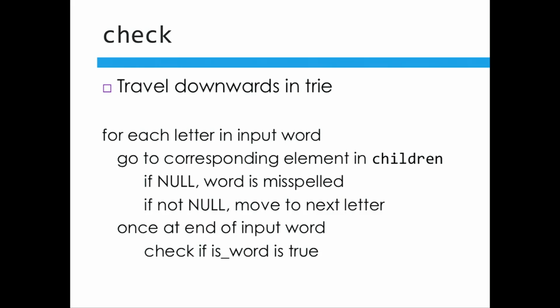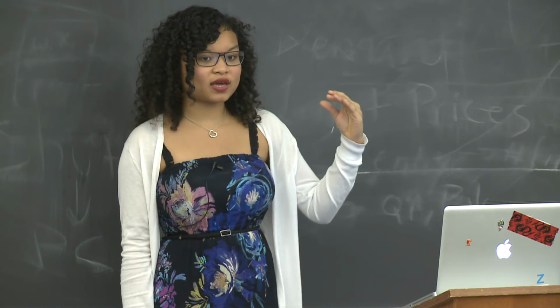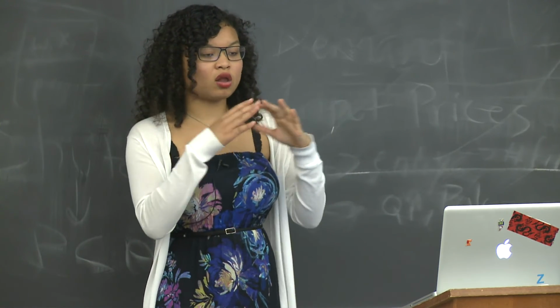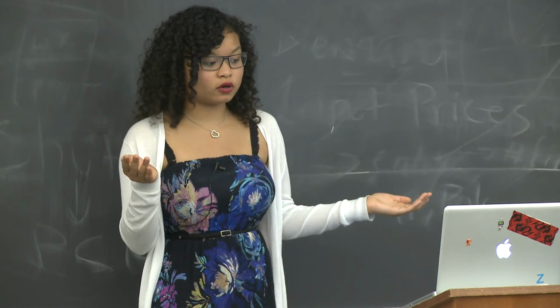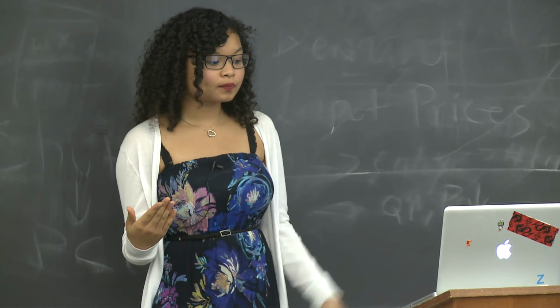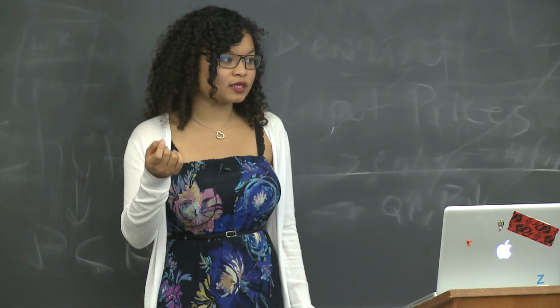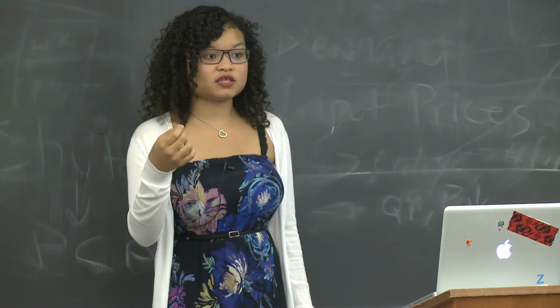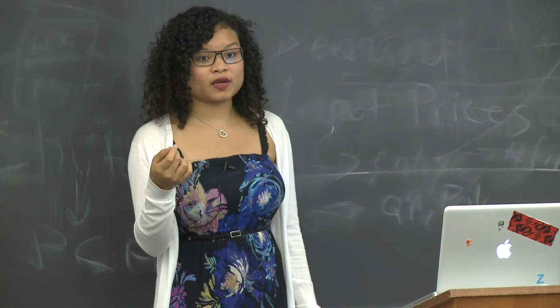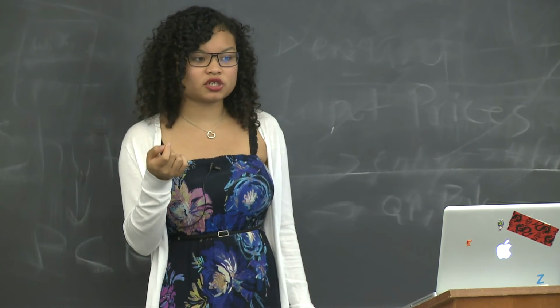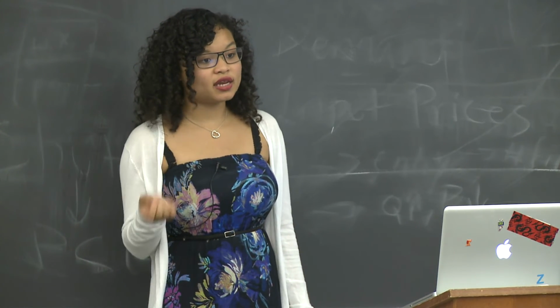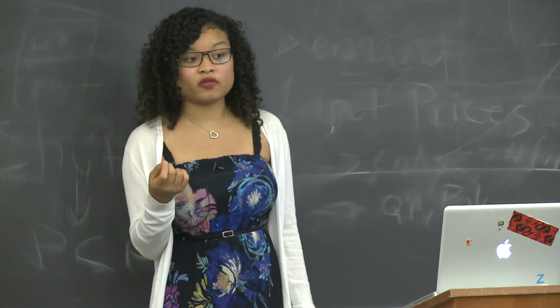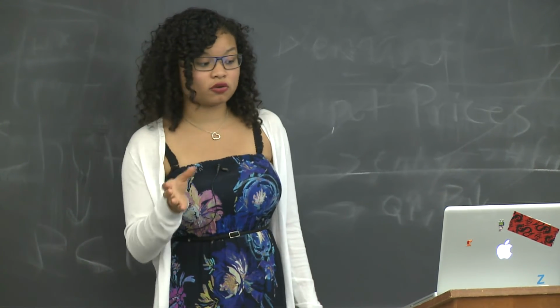So for check, what you'll want to do is start at the root, because the root will point to an array that contains all of the possible starting letters of a word. So you're going to start there. Then you're going to check, okay, is this value null or not? Because if the value is null, then that means the dictionary doesn't have any words that start with, or contain, that letter in that particular order.